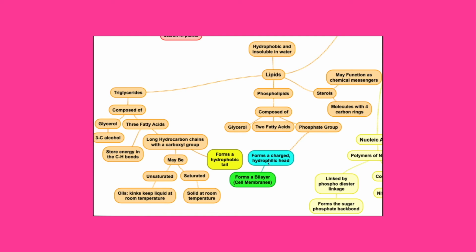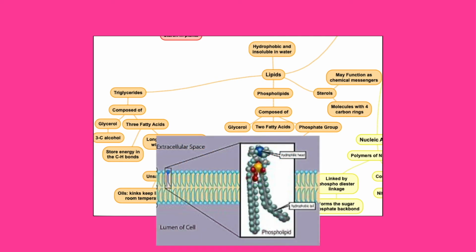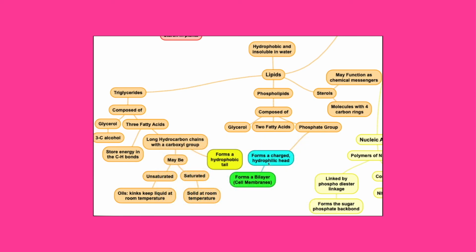All right, and so what this hydrophobic tail and this hydrophilic head are going to do is help to create our phospholipid bilayers, or our cell membranes or plasma membranes. And in this case, the hydrophilic heads are going to face outwards, out into the environment or inside into the cell. And in between, you're going to have your double layer of hydrophobic tails, creating this phospholipid bilayer.